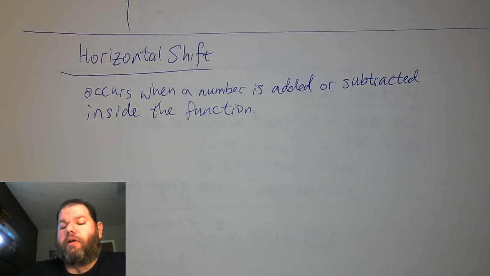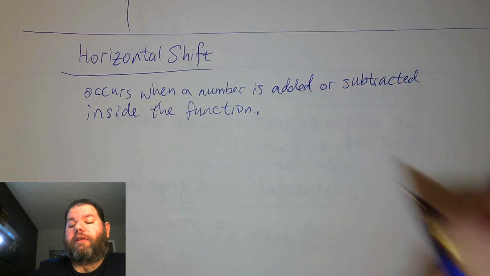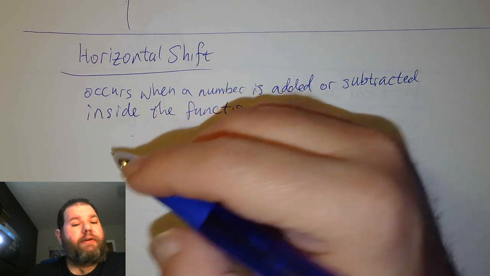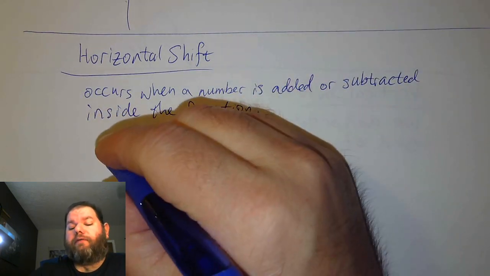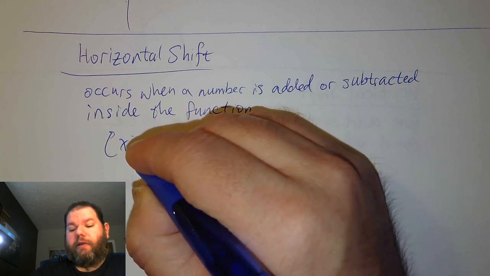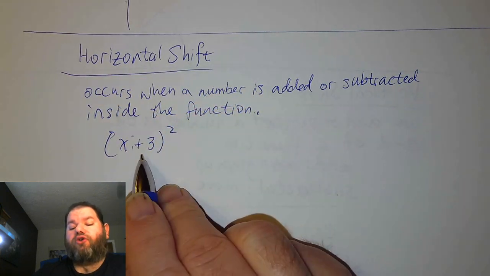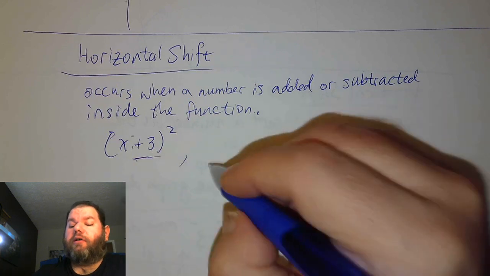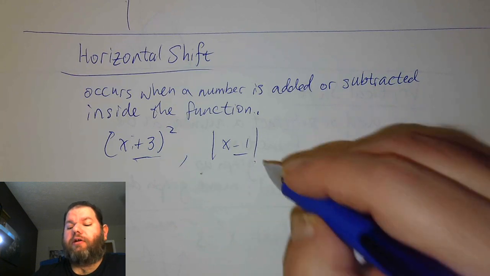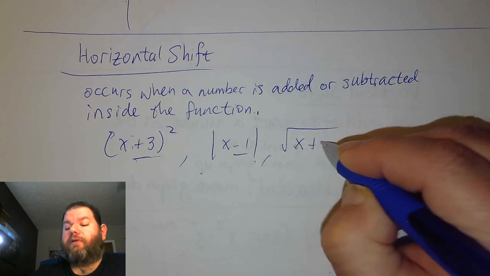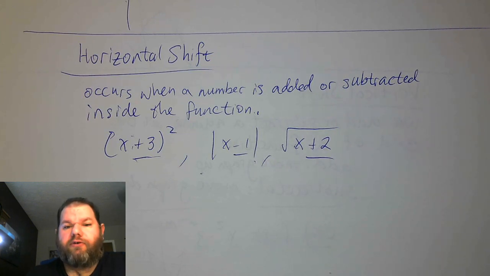Okay. Now, when we say inside the function, that would be either inside parentheses, or if we have like a square root, it'll be inside the square root. For instance, x plus 3 squared, that would be a shift inside the function. With the absolute value of x minus 1, that would be a shift inside the function. Or a square root of x plus 2. Plus 2 would be a shift inside the function. And so that's what we mean when we say inside the function. It's inside parentheses or inside the kind of the main operator of this expression.